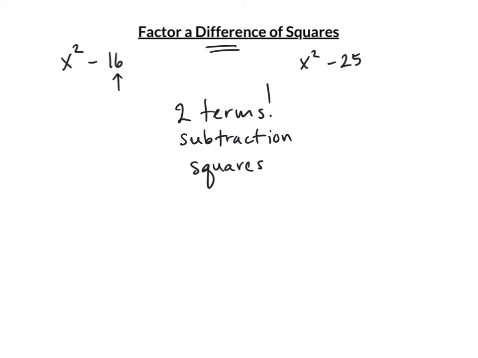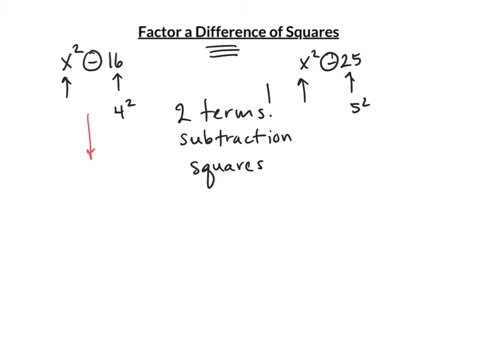Notice how 16 is 4 squared, and of course x squared is a square. And 25 is 5 squared, and x squared is a square. And we have that subtraction in the middle. You have to have two terms, subtraction and squares. This pattern does not work with addition. It must be a difference of squares.